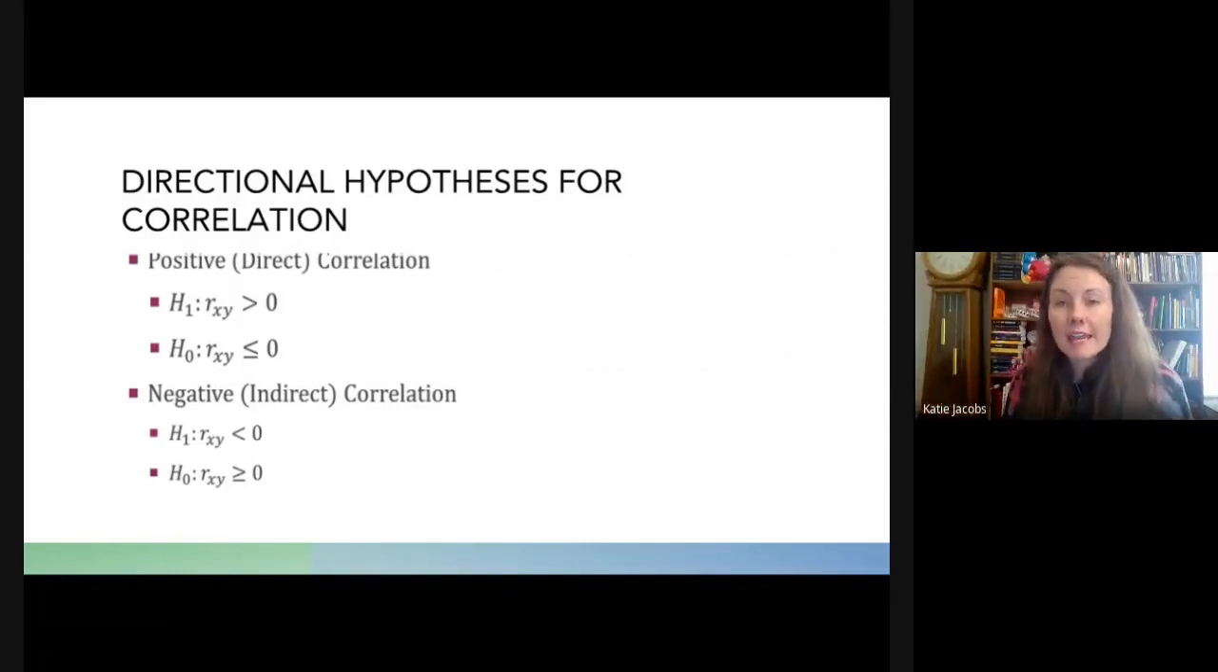So then if we move on to our negative or indirect correlation, we would be hypothesizing that we're going to get a negative test statistic value for our correlation. And here we have H sub 1 colon lowercase italicized r sub xy is less than 0, right? Because we're saying that we think we have a significantly indirect correlation. So then our null hypothesis covers every other option that our research hypothesis doesn't. So here we have H sub 0, colon, the correlation between x and y is greater than or equal to 0. All right.